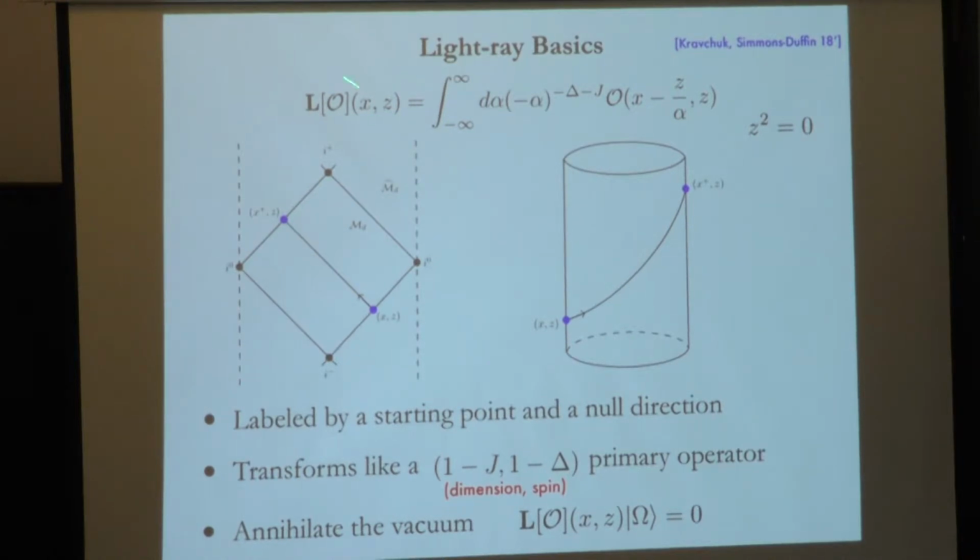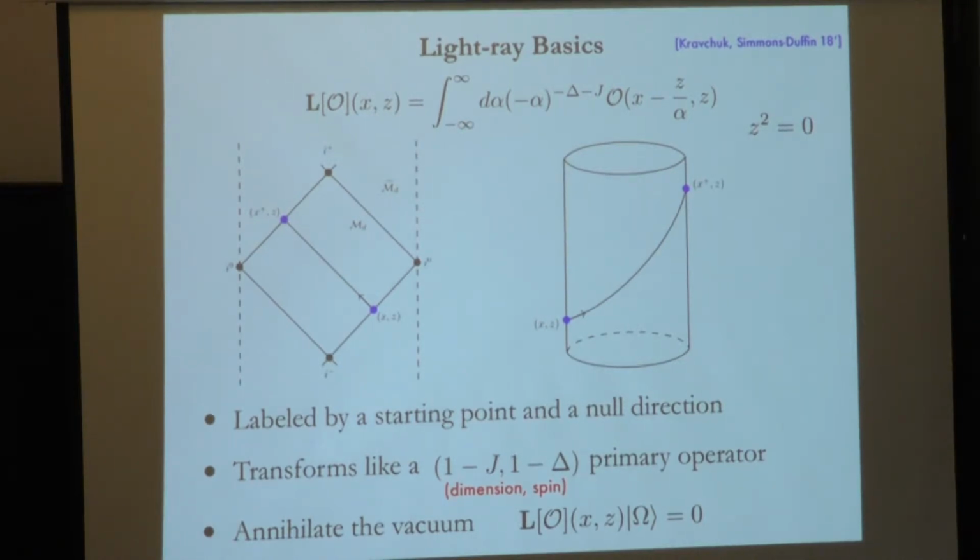Moreover, if you start with a primary operator O and you do a light transform of it, that's a definition, you can convince yourself that you still get a primary. So if you live in the conformal world, this is a conformal operation. But this conformal primary has interesting quantum numbers.